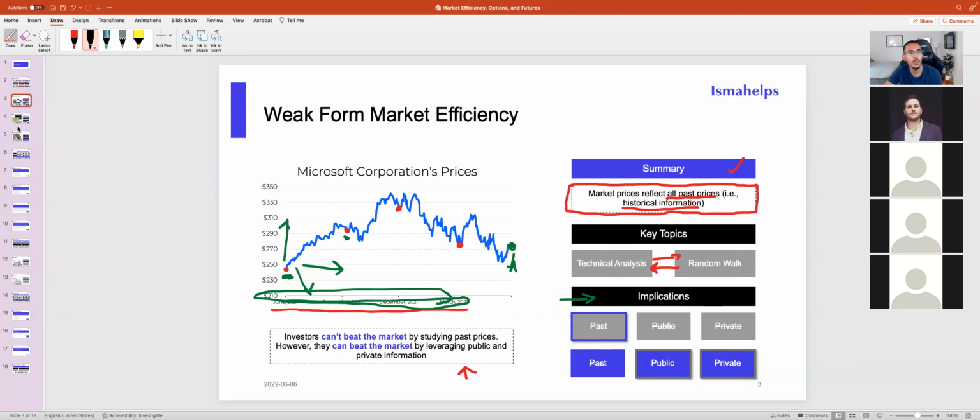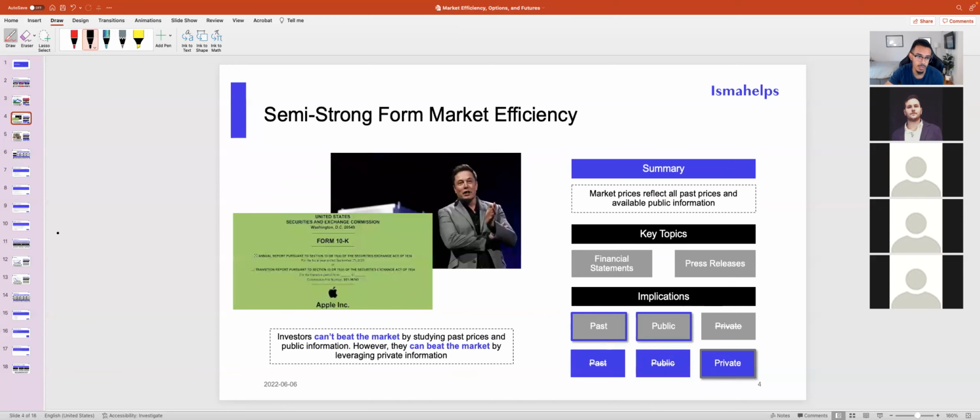Okay. So we're going to move on to the semi-strong form. I'm going to try to make sense of it. Just to give you a quick summary, once again, it states that market prices reflect all past historical information, so all past prices, and all available public information.